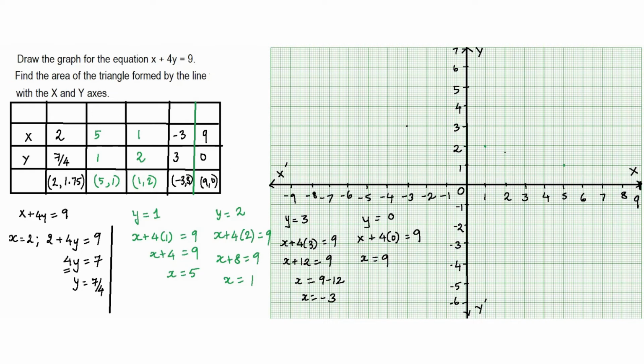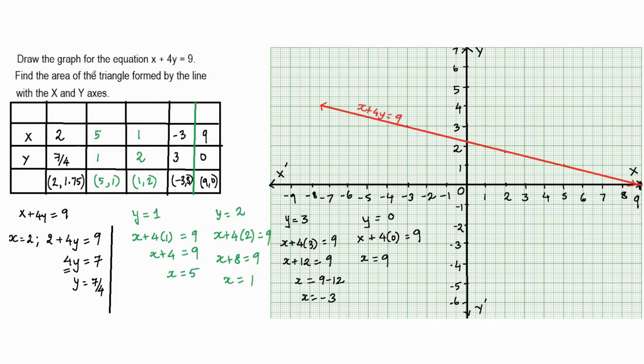So now we can definitely draw a straight line which passes through all these 4 points, right? This particular straight line passes through all the 4 points that we had plotted, and hence this is the equation of the given line. So I will say x plus 4y is equal to 9.